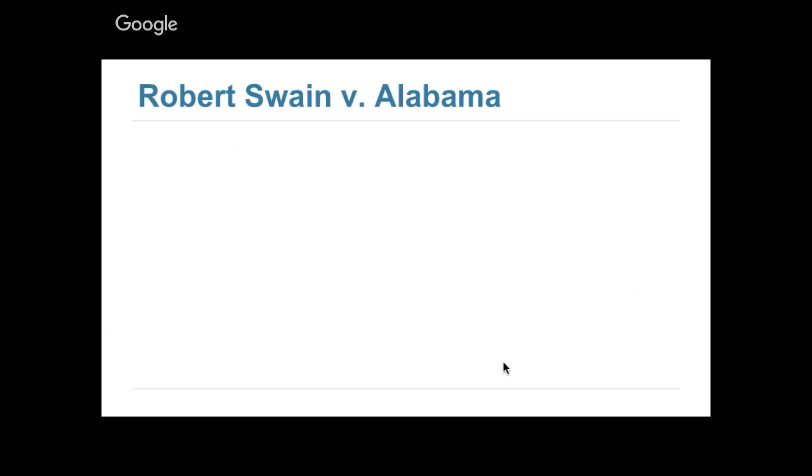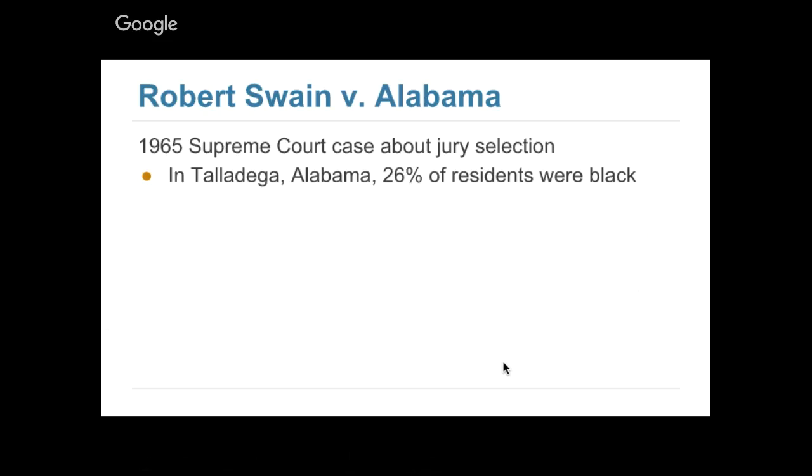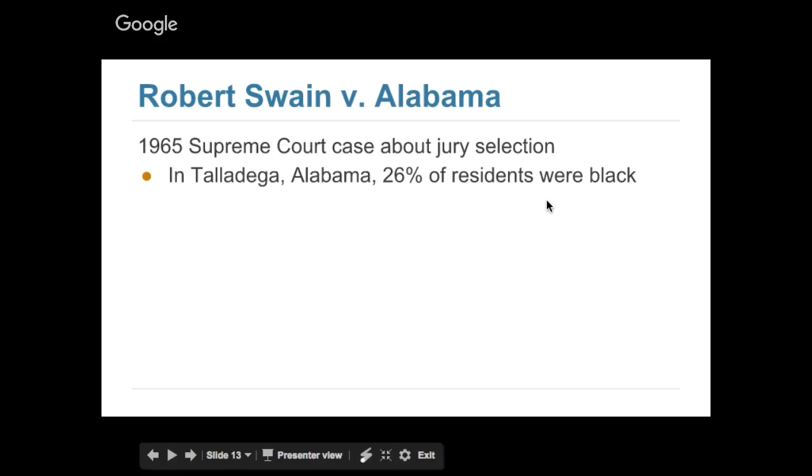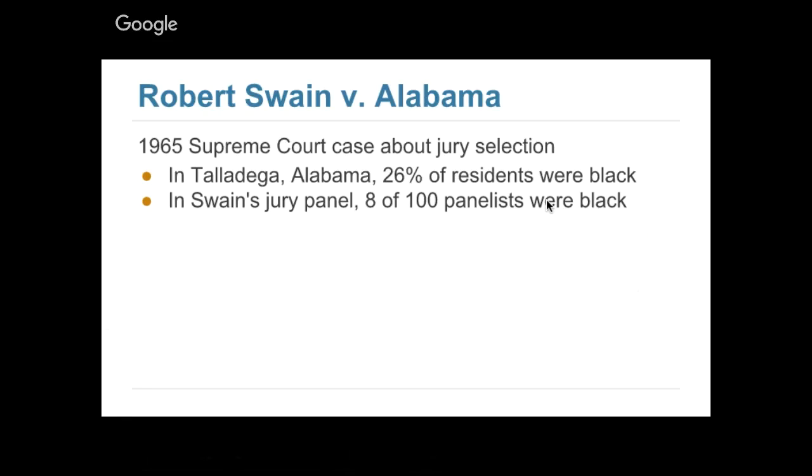In the case of Robert Swain versus Alabama, which happened in 1965, basically, Robert Swain was a black male, and he was convicted of a very serious crime, raping a white woman. It turns out that in his case, 26% of residents in his county were black. However, in his jury panel, 8 out of 100 panelists were black.